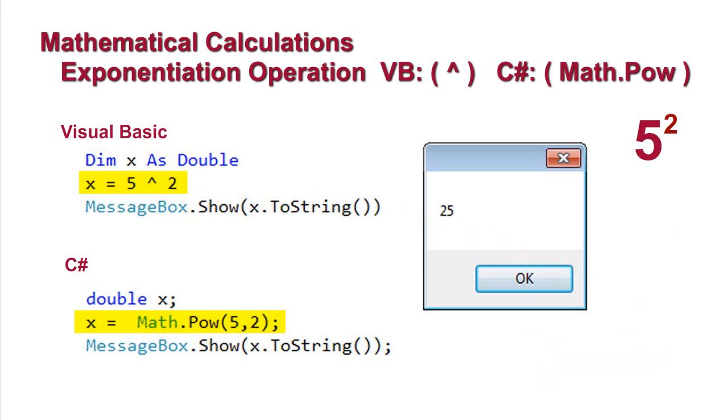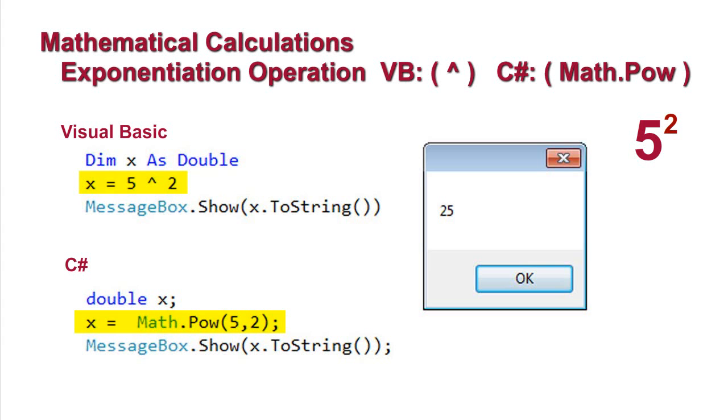Exponentiation operations with VB are performed using a caret or a shift 6. And so here I have x equals 5 caret 2, or 5 raised to the power 2, or traditionally you might say 5 squared. And so the result there is 25.